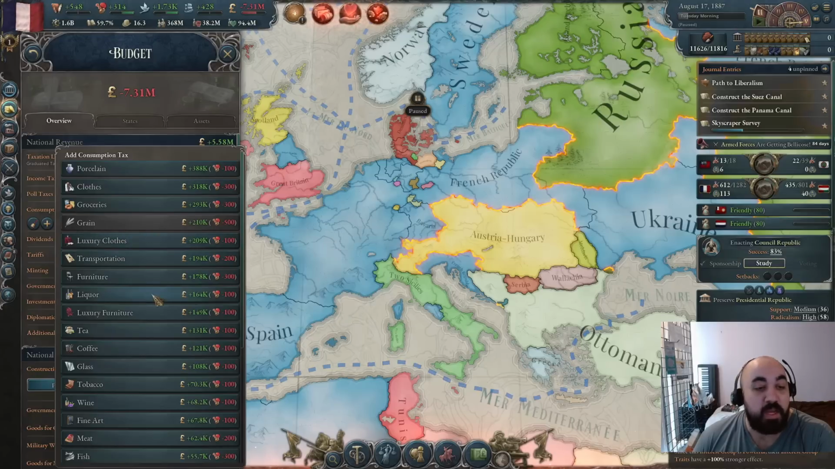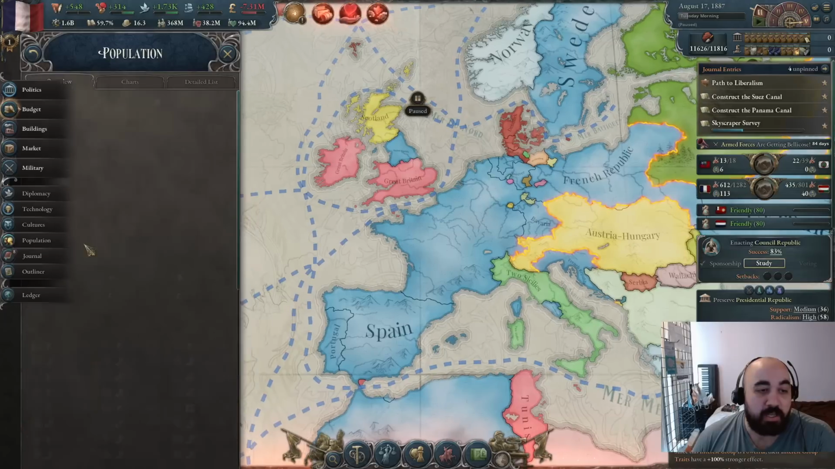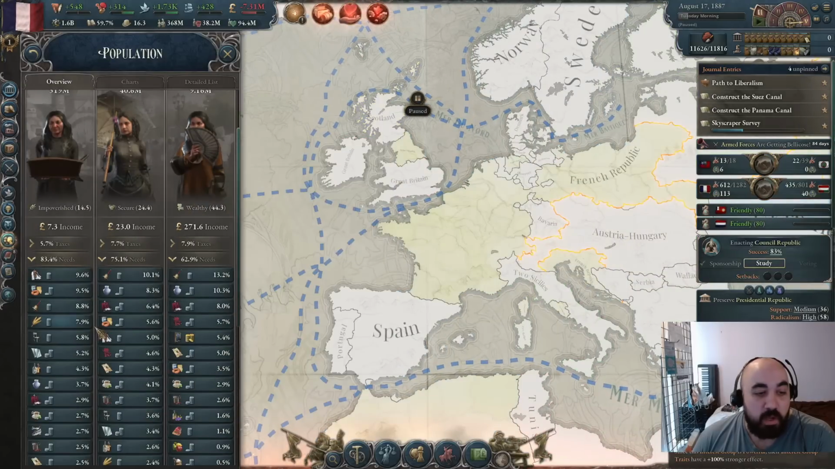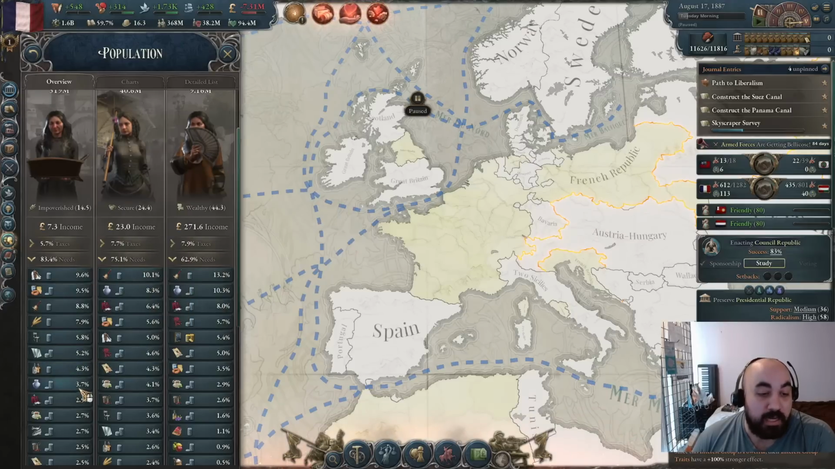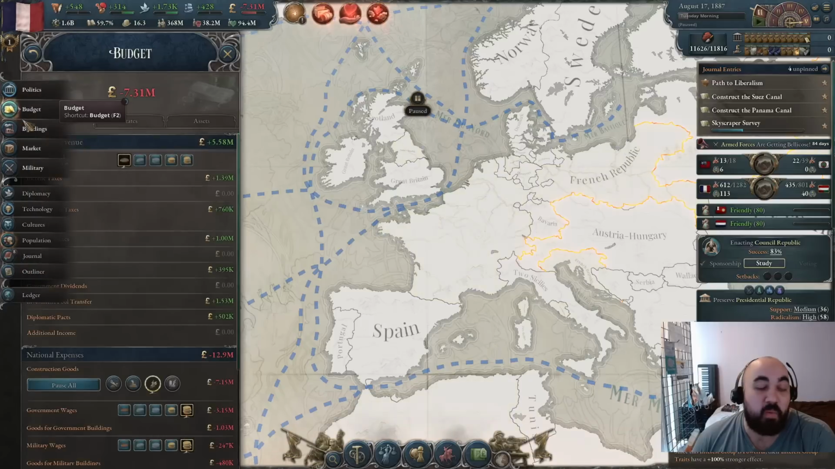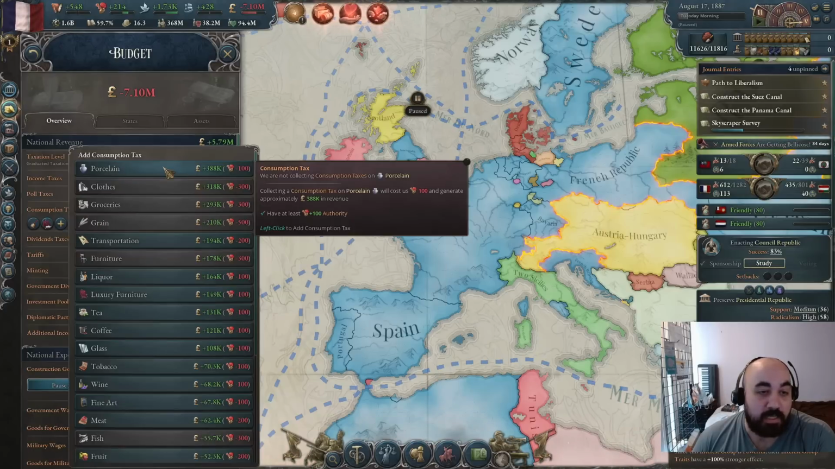But for example, sometimes liquor will make you more money than luxury clothes. But if we take a look at population, we will see that the lower rung pops tend to consume liquor more, and so generally you would not want to tax liquor, unless liquor is going to make way more than a luxury good. You will want to tax the luxury goods.